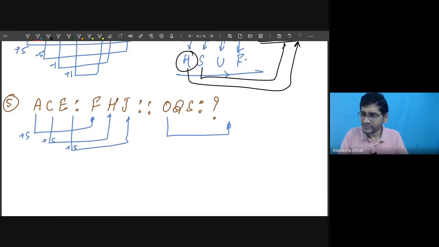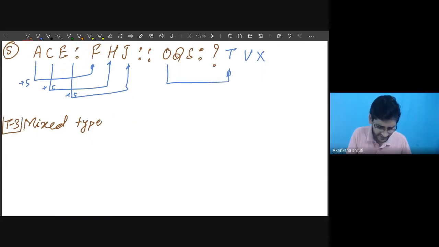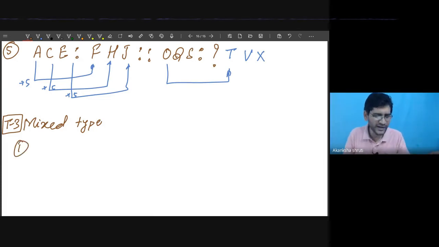O, 15 to 20. So you have to start with the T. Q, you have to shift with the 5, it becomes V. Then S, you need to shift it with 5, you will get X. It's so simple. Or type number 3, where you have to anticipate first what is applicable and accordingly you have to answer it. Okay, so let me take few questions. It is for the practice, but the concept of above two are applicable here.